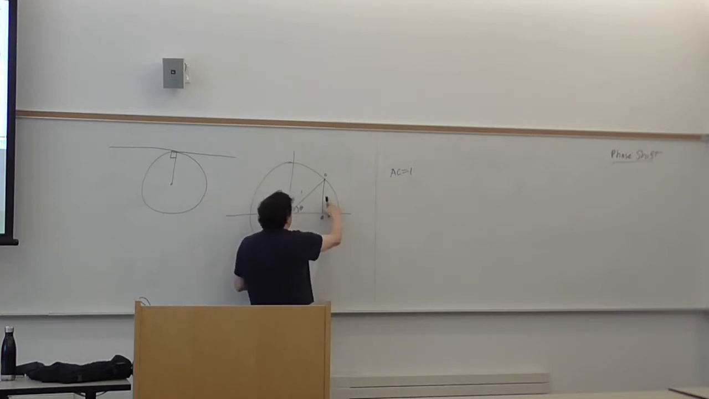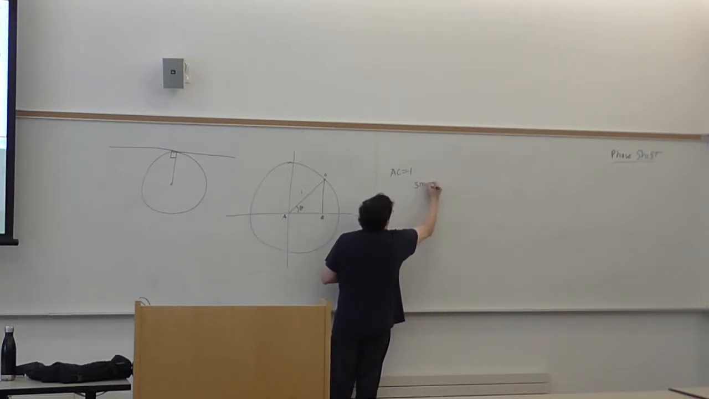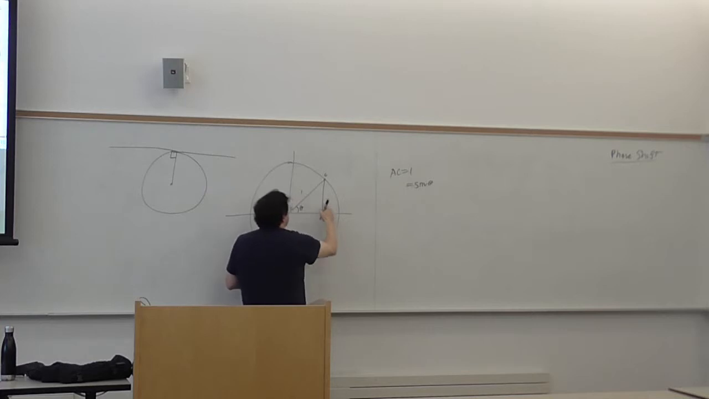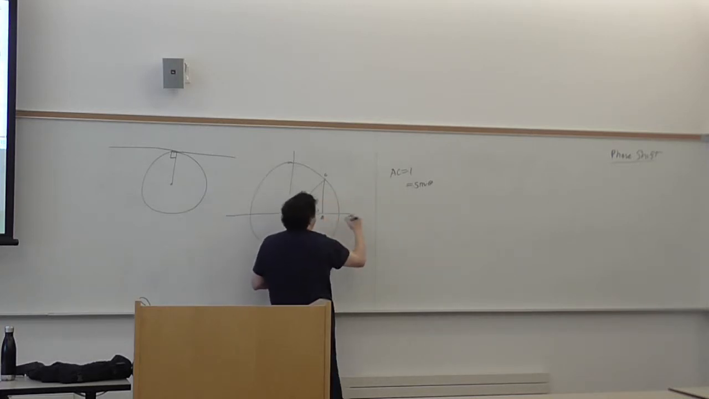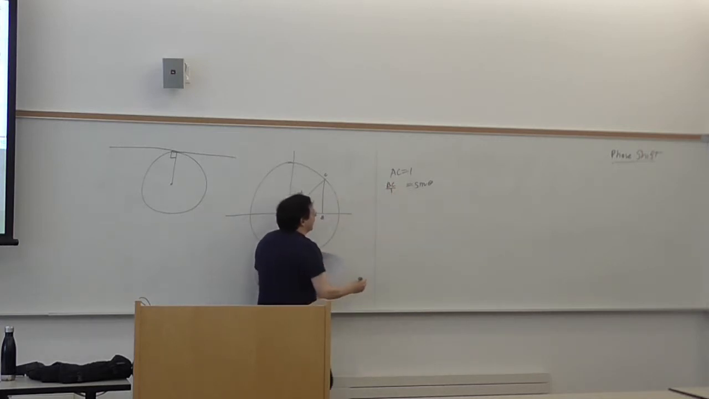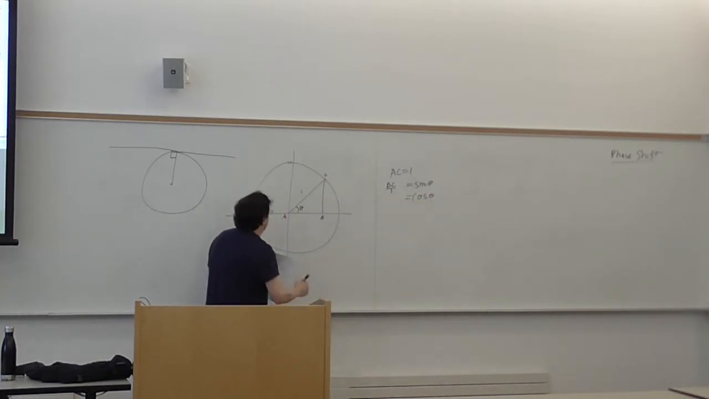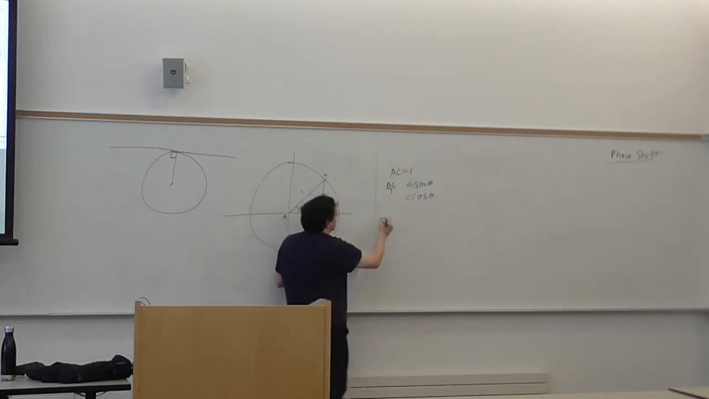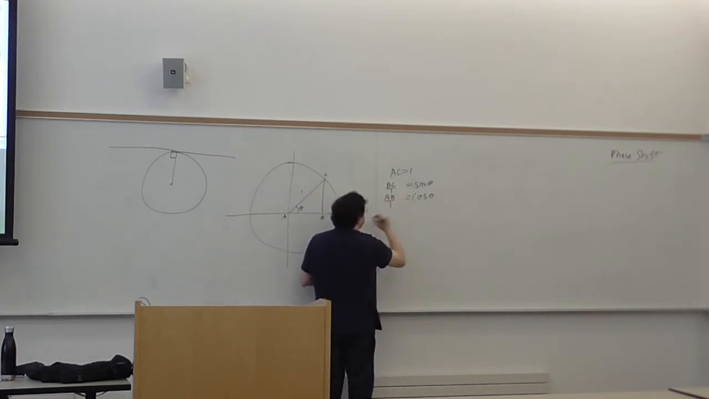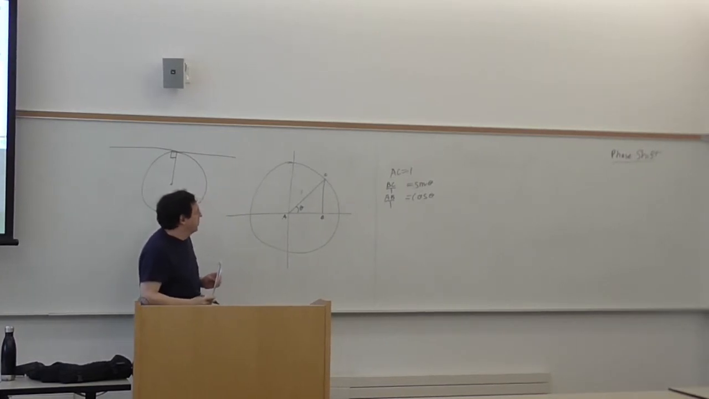We know the sine is the opposite over the hypotenuse, right? But that's just BC over CA, or BC over 1. You know, the cosine is what? AB over 1. Okay, that's enough to get started.